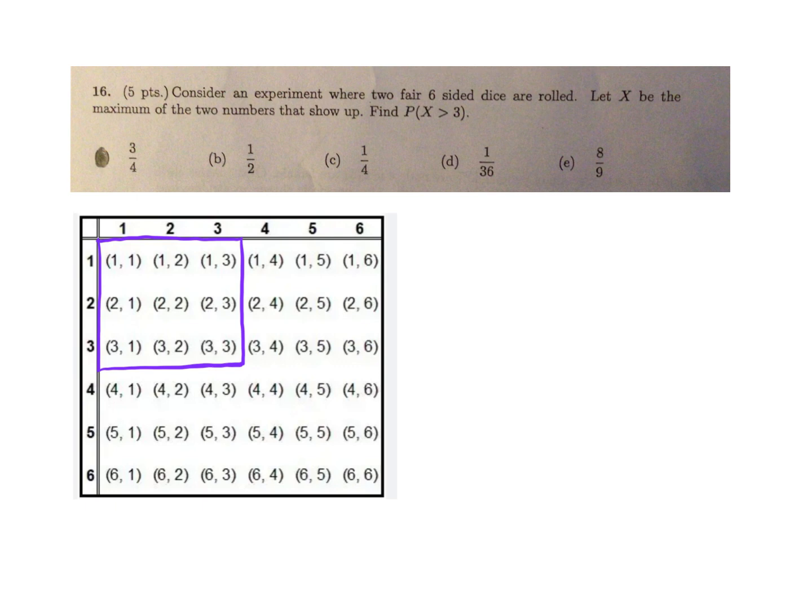So number 16 asks you to consider an experiment where 2 fair 6-sided dice are rolled. Let x be the maximum of the two numbers that show up. Find the probability that x is greater than 3. So I went ahead and snipped in for you a little diagram that shows the possibilities when you roll two six-sided dice. And it makes sense that you would have 36 choices here, right?